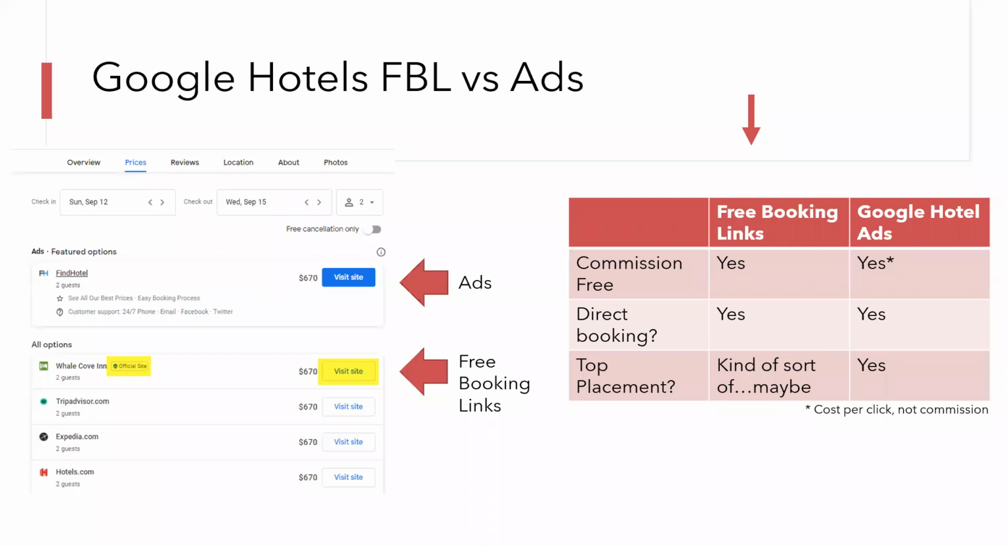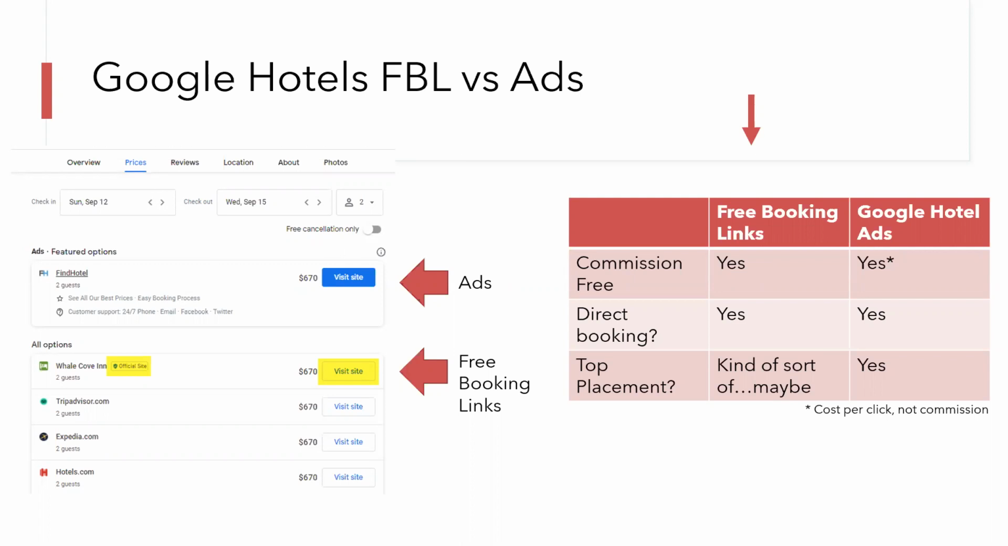First thing I wanted to cover: free booking links versus ads. Over on the right-hand side, you'll get a little chart. Commission free: they both are, with an asterisk next to Google Hotels, because when you start doing Google Hotel ads, you start paying per click. They both are direct bookings. The top placement, the final thing in the chart, for free booking links is maybe, kind of, sometimes yes. Google Hotel ads is yes.